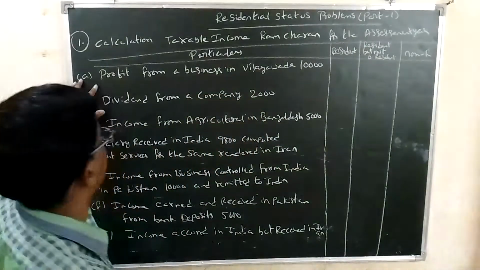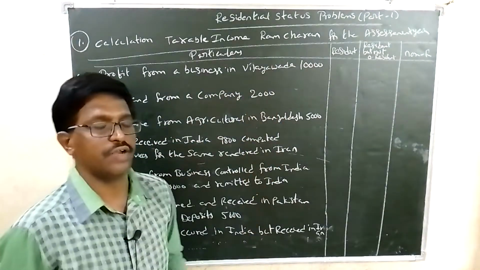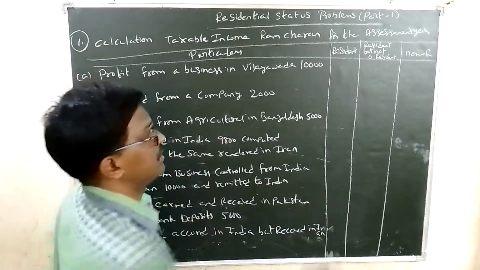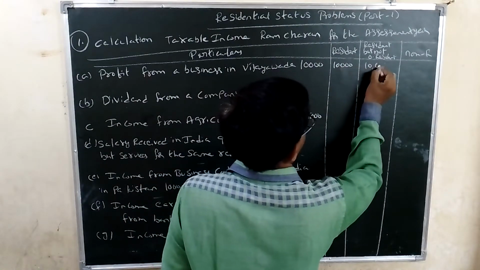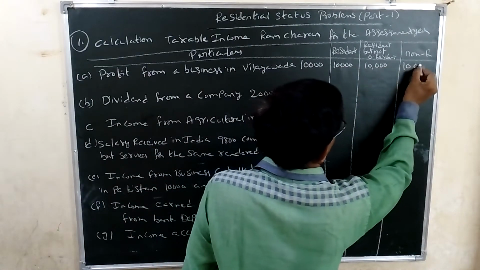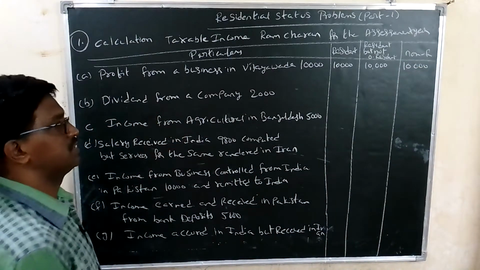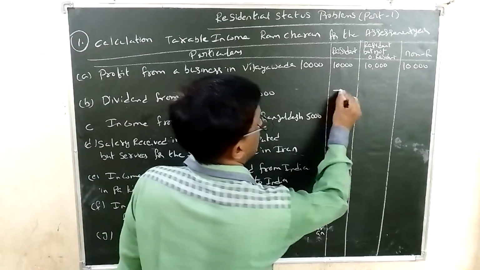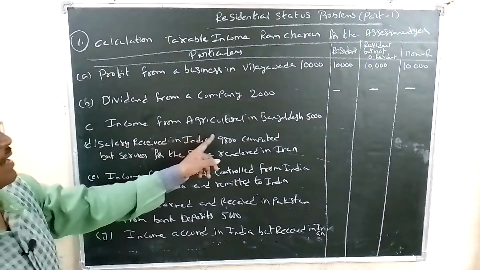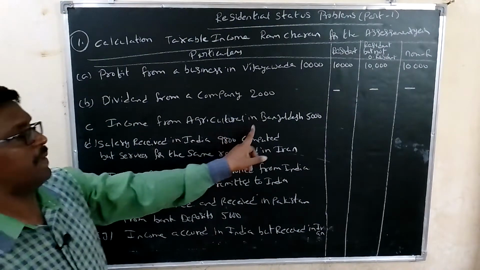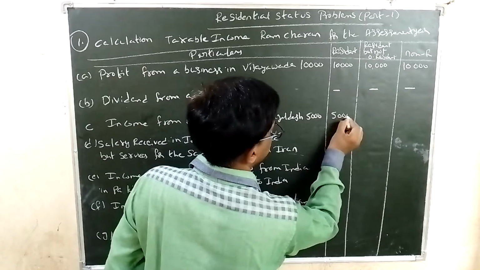First point, profit from a business in Vijayawada, 10,000. It will be taxable under three categories: resident, not ordinarily resident, and non-resident. Dividend from an Indian company is exempted, so nil, nil, nil. Income from agriculture in Bangladesh will be taxable only for a resident, 5,000.